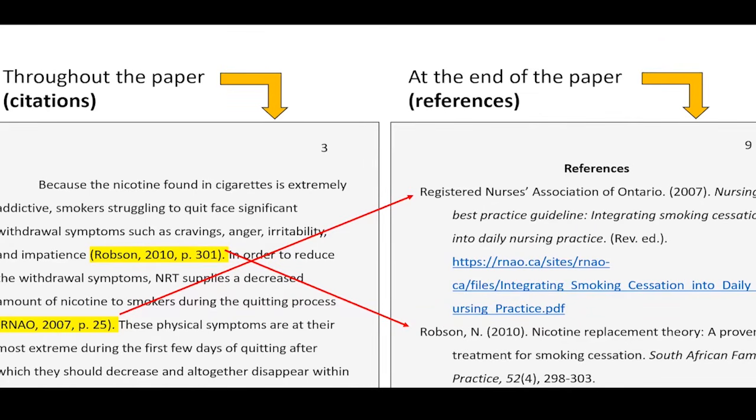If you look at the first highlighted example here, we see this information was taken from a source where the author's last name was Robson. It was published in 2010, and the information can be found on page 301. If you follow the red arrow down to the corresponding reference, we see some of that same information, Robson 2010. However, now we have more information added to help your reader be able to find that source if they want to learn more.